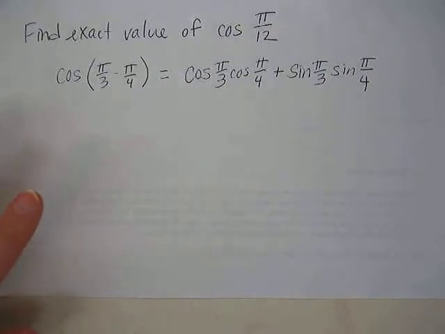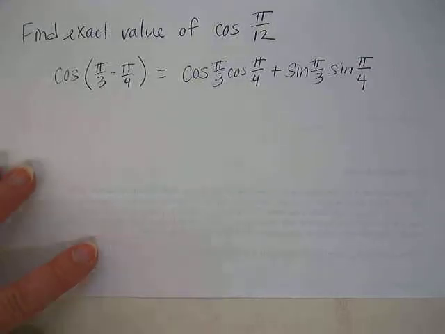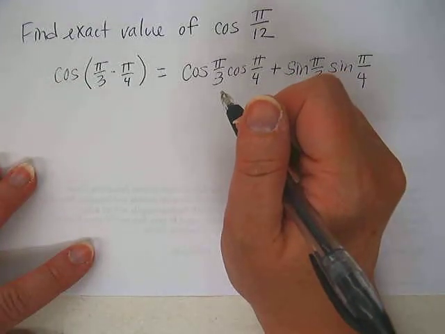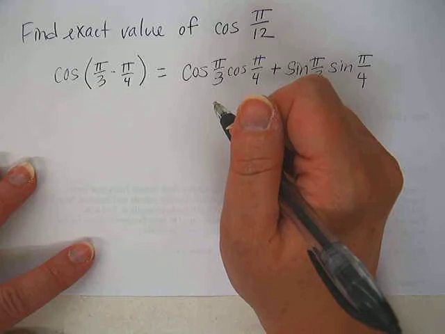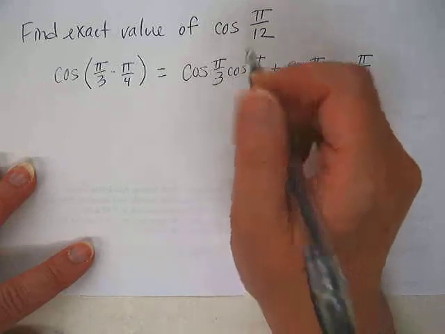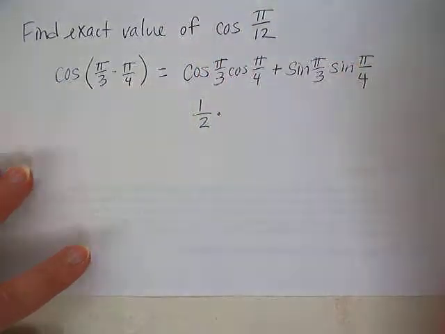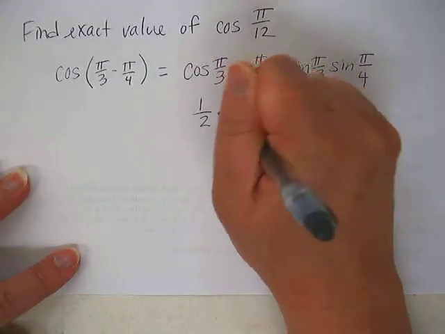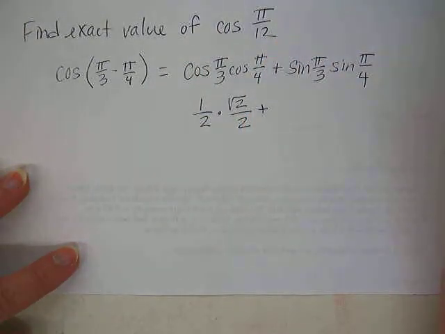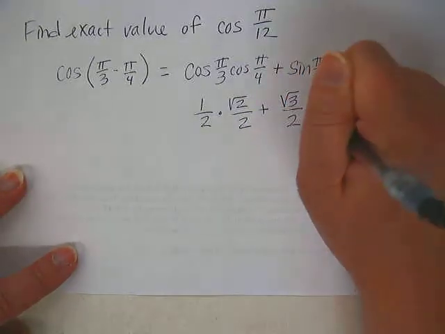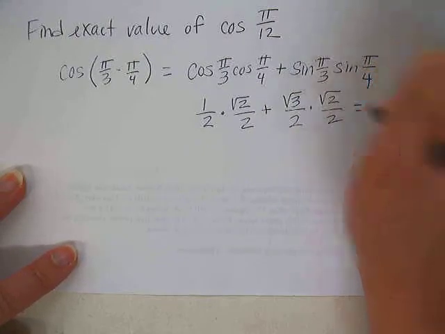At this point, you just quickly refer to your brain that has this chart memorized, as your teacher asked you to do. And what's the cosine of pi thirds? Is it 1/2? Cosine of pi thirds, 1/2. Okay. Cosine of pi fourths: square root of 2 over 2. That one's easy. Sine of pi thirds: square root of 3 over 2. And sine of pi fourths: square root of 2 over 2.